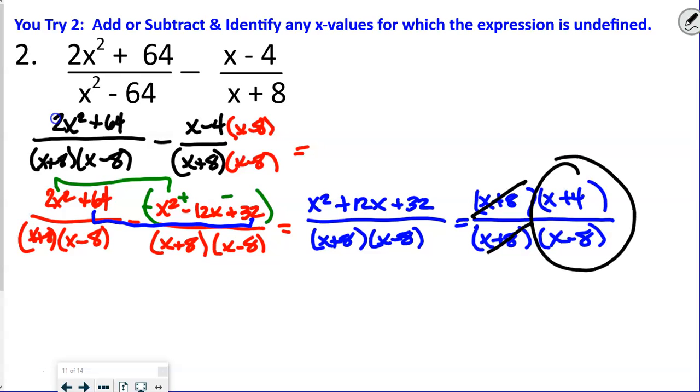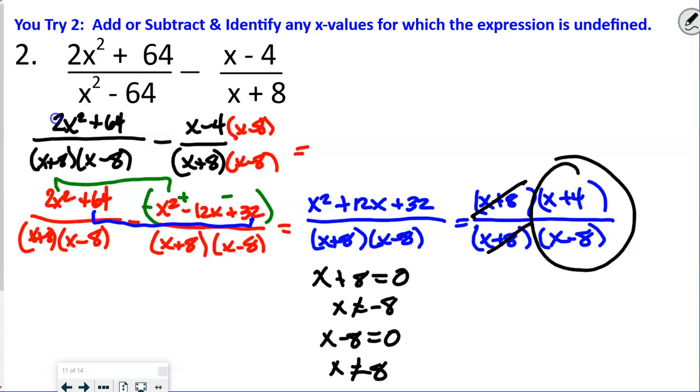That's our answer. Now remember, we still got to tell our excluded values, so we're going to do x plus 8 equals 0, so x cannot equal negative 8. x minus 8 equals 0, so x cannot equal 8. Those are our excluded values, or the expression that identify the x values when the expression's undefined, right? Okay?